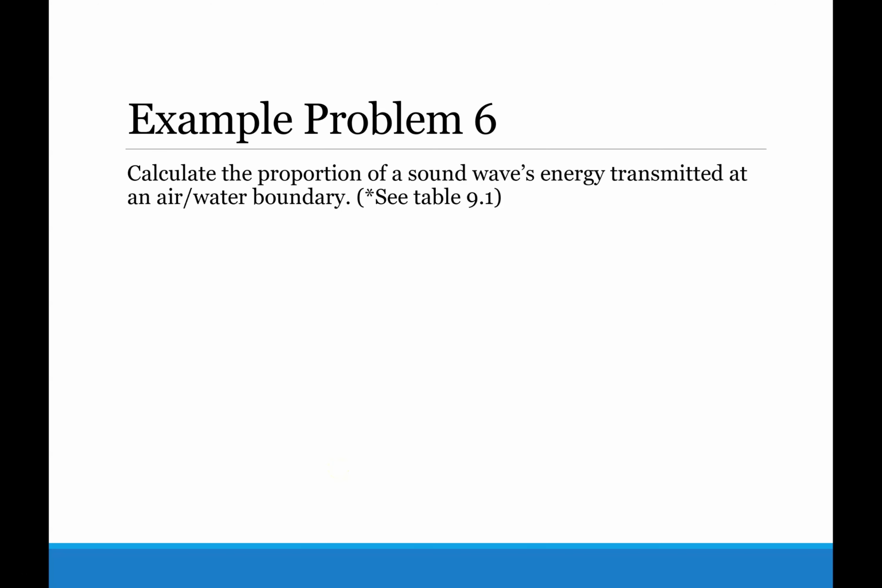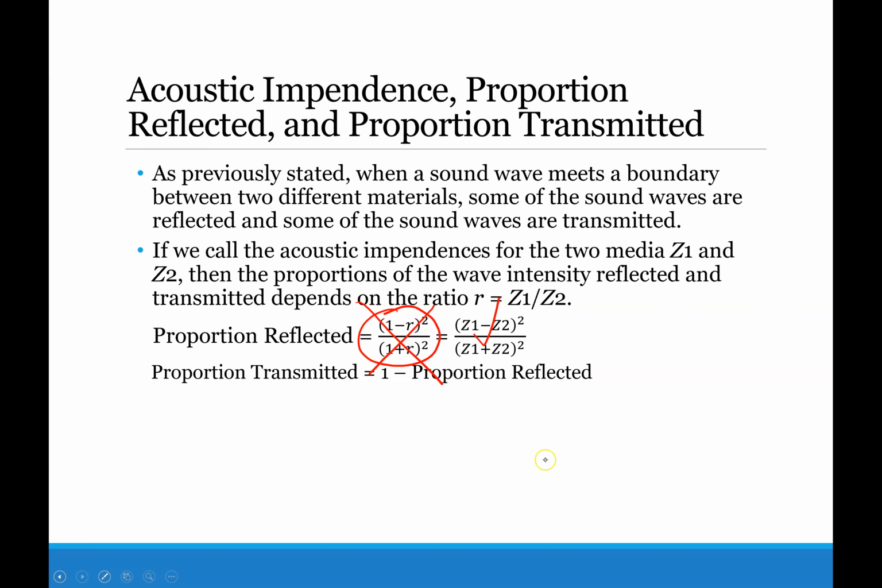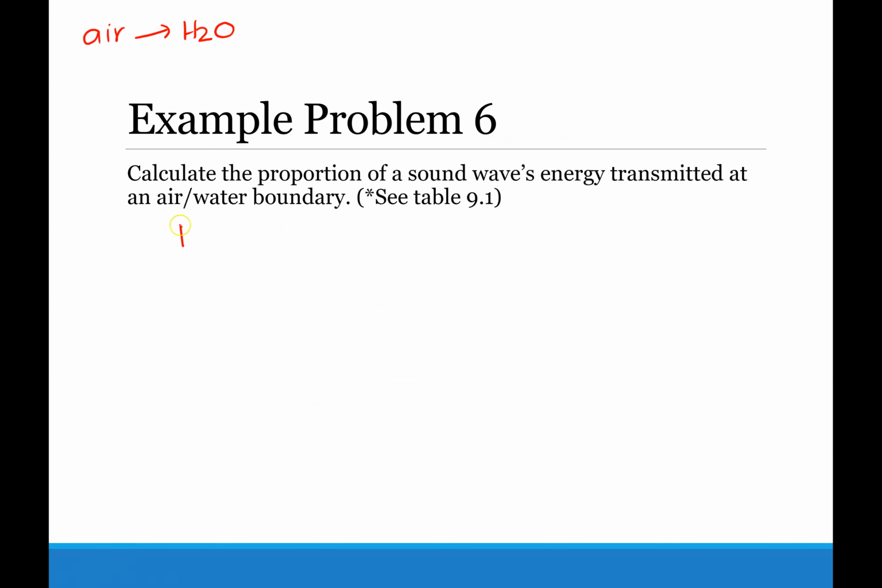Example problem 6 says, calculate the proportion of a sound wave's energy transmitted at an air to water boundary. So we have an air to water boundary. We're being asked for the proportion of a sound wave's energy that is transmitted. If we go back to the previous slide, we can see that proportion transmitted, which is what we're being asked for, is 1 minus the proportion reflected. So proportion transmitted equals 1 minus proportion reflected.